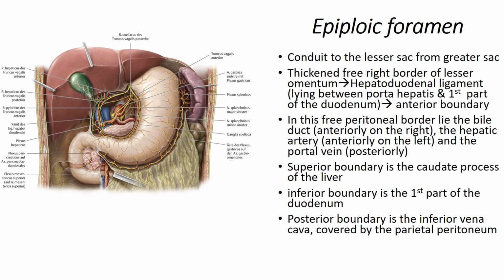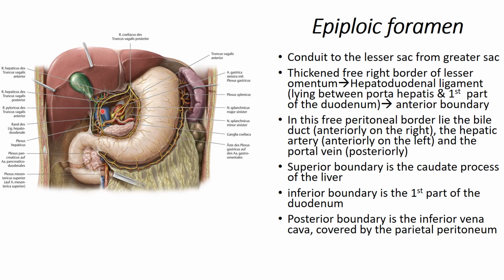So the epiploic foramen, which is the conduit to the lesser sac, connecting the lesser sac to the greater sac, has its anterior boundary formed by the thickened free right border of the lesser omentum, which is known as the hepatoduodenal ligament, and is lying between the porta hepatis and the first part of the duodenum.